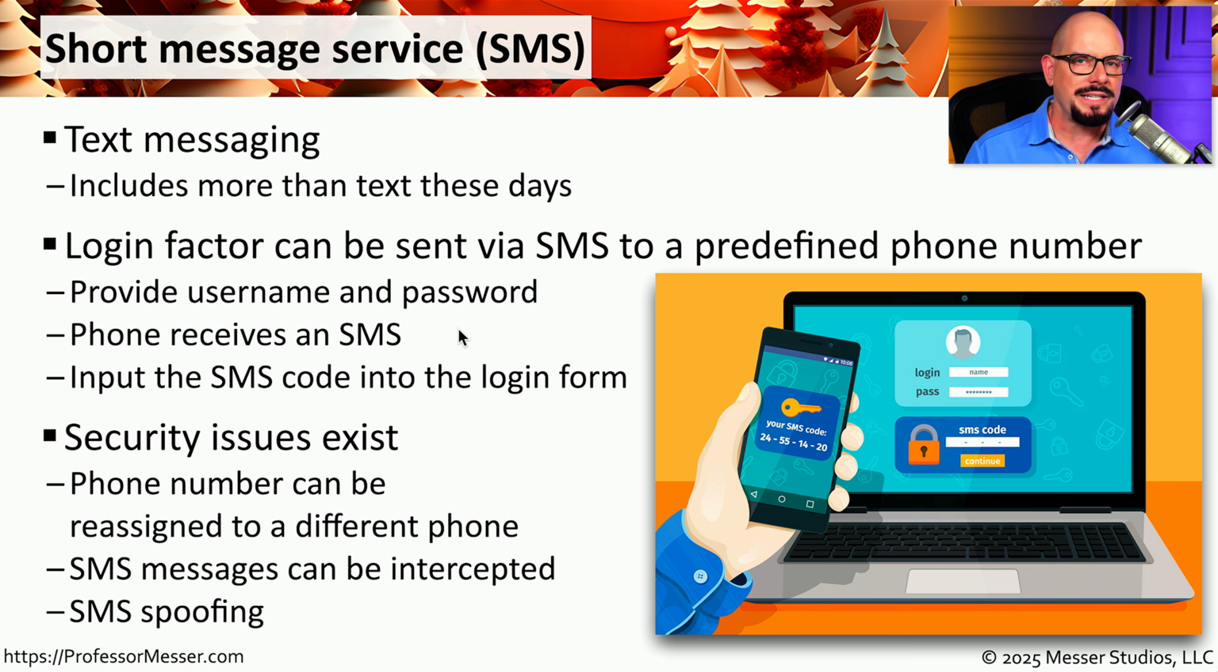There are a number of significant security problems with text messaging as a factor of authentication. One of them is that the phone number you're using on your phone can be reassigned to a different phone. This is often done with social engineering, where the attacker will contact your phone company and have them move that phone number to the attacker's phone. This means that the text messages that normally would come to you would be redirected to the attacker. Now the attacker only needs your username and your password, and they can then use your phone number to complete the login process and gain access to your account.